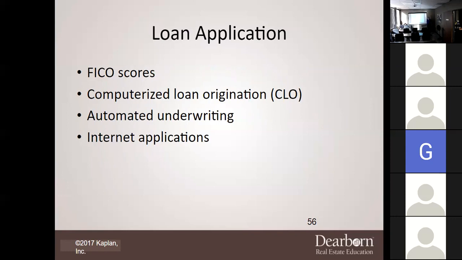FICO score normally, now when the market was good, there were some banks that would lend down to 620. Some banks were even down to 580. Now understand, the lower you go, Mr. Eugene, what happens to the interest rate? Why does it go up? You're a high risk person. You're very high risk.